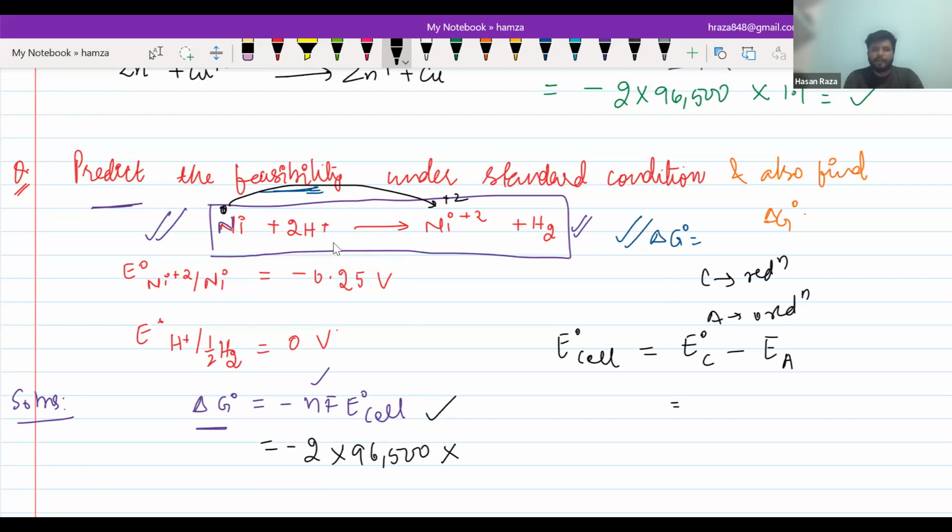So you can see which is oxidized and reduced, nickel and hydrogen. Can you tell me whether nickel is oxidized or reduced, or 2H plus, H plus, is oxidized or reduced?